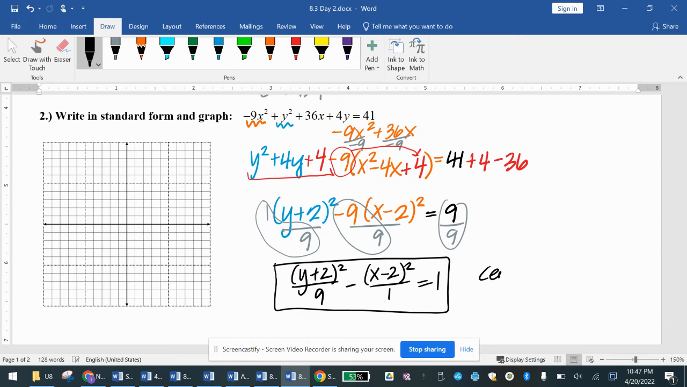Okay, so the center of this hyperbola is negative 2, 2. The major axis is the y-axis because that's the one that didn't have the subtraction in front of it, right? The subtraction is in front of the x minus 2 quantity squared. So the x-axis is the minor axis. Go ahead and pause the video right now and see if you can graph this by yourself. Push play when you're ready.